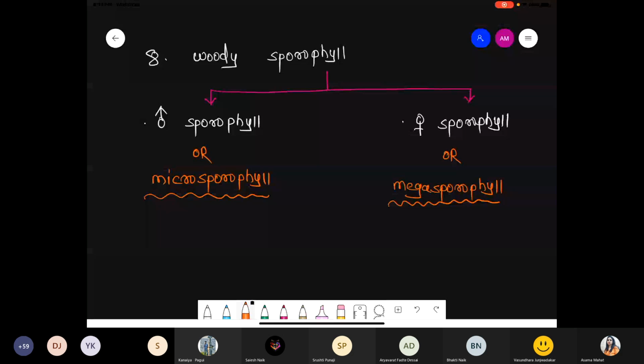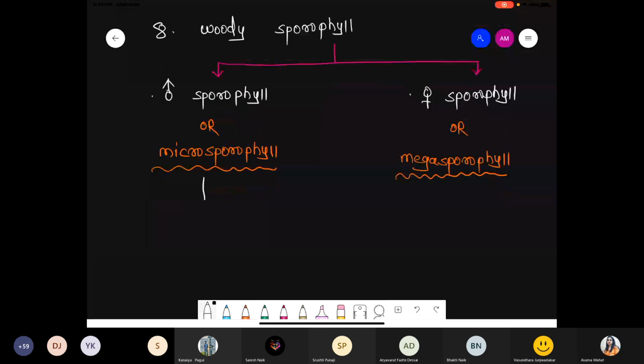Now, a simple condition. Whatever we are talking about, the microsporophyll and the megasporophyll, they get aggregated. First of all, the microsporophyll get aggregated, and finally they form a male cone. Male cone, or these are also called the pollen cone, or these are also called the male strobilus.